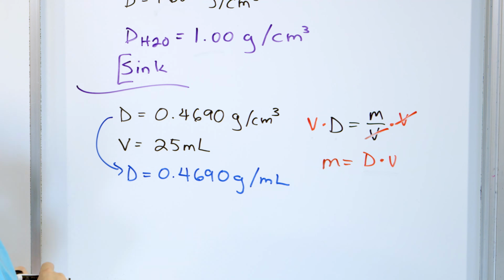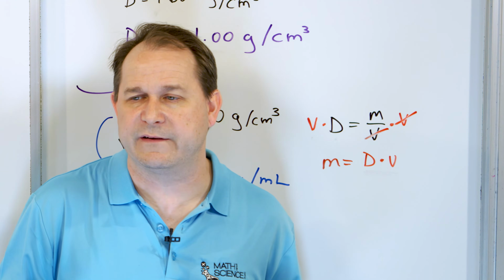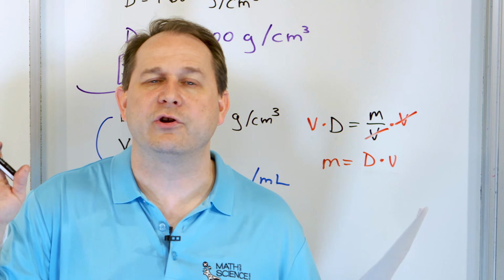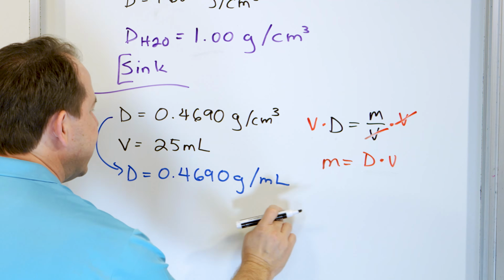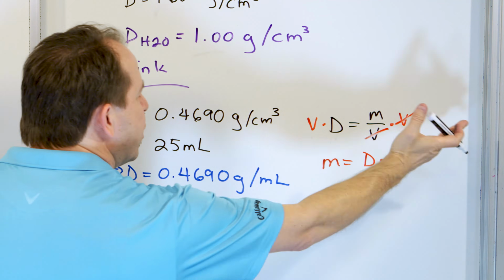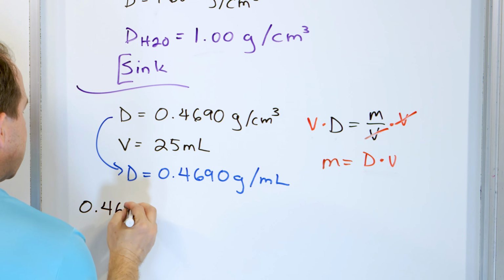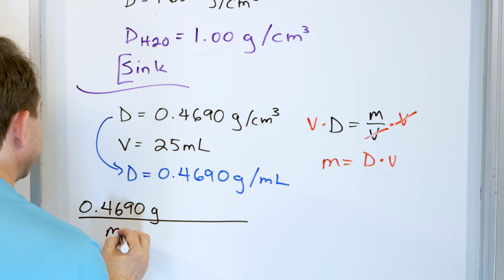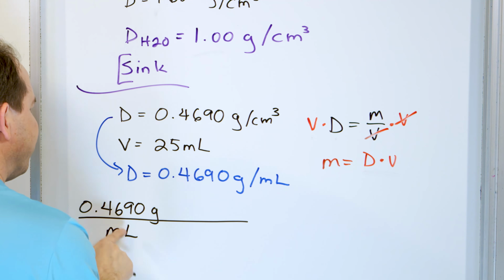So let me show you literally one of the most powerful things you will learn in all of chemistry, in all of physics, in all of math, in all of engineering. And we've talked about dimensional analysis and things in passing, but now we're going to use it here. Let's say I don't even know I have to multiply, if I just write this unit down, 0.4690 grams, and I write it as a unit per milliliter. Notice I just write it as grams per milliliter, 0.4690 grams per milliliter.